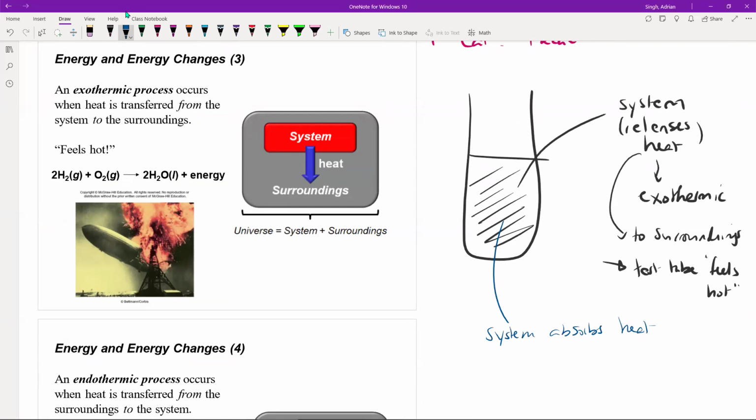Where's that heat energy going to come from? It's going to come from the surroundings. So in other words, the surroundings are losing heat. As a result, the surroundings will get colder or cooler. And the test tube, being the immediate surroundings, will actually feel cooler to the touch. All right, so, a couple of things that may help you. So this is endothermic, by the way.